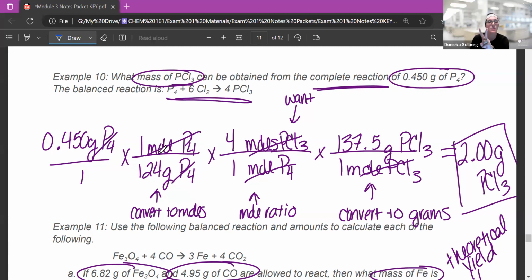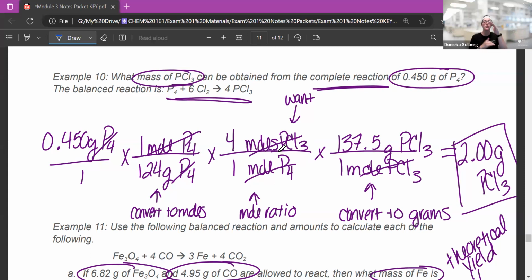Step number 2 is use a mole ratio. So this was mole ratio. Now mole ratios are, remember, numbers from the balanced equation. So a 1, a 6, a 4, and you just use the ones that you need, okay? I had moles of P4 over here. So P4's coefficient, which is just 1, is gonna go on the bottom. So those cancel. I want PCl3, so its coefficient is going to go on top. So this is my mole ratio, is 4 moles of PCl3 over 1 mole of P4. So then my moles of P4 cancel out.